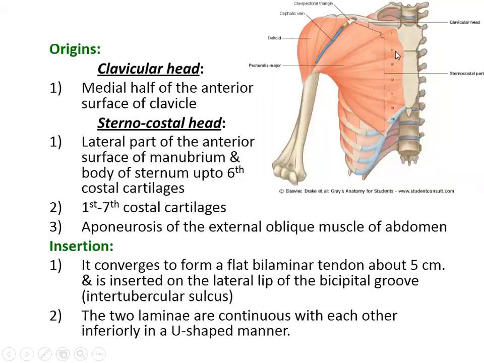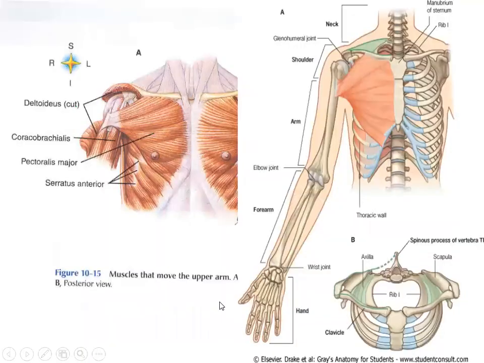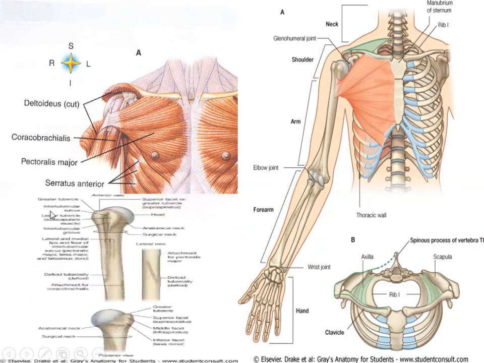The posterior lamina is formed by the muscle taking origin from the sternum. So it becomes a bilaminar tendon, about 5 centimeters long, and it is inserted on the lateral lip of the bicipital groove, which is also called the intertubercular sulcus. If we see the next picture, again you can see here the pectoralis major. This is the anterior lamina. This part will go behind and get curved into a U-shaped tendon, which becomes the posterior part. So this becomes a bilaminar tendon, and it will get inserted to the bicipital groove.